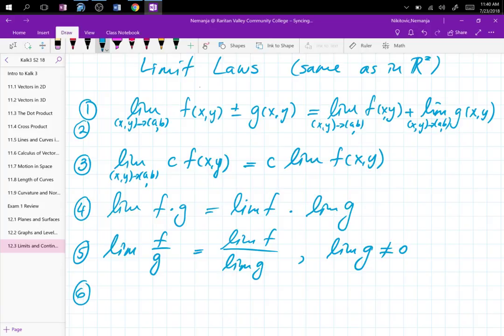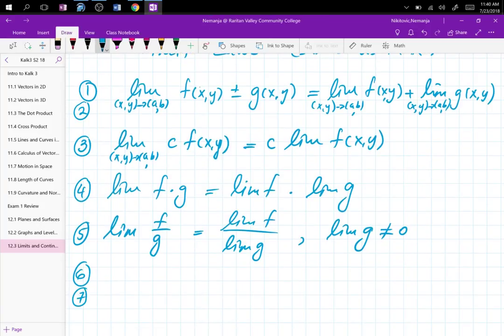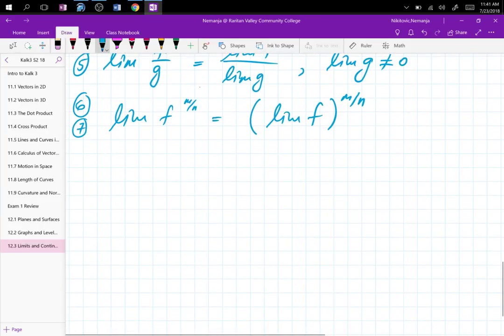And finally, 6 and 7 combined into the limit of f raised to any kind of exponent m over n is going to be, you find the limit of f first and then you raise everything to m over n. So these are the limit laws. I compressed 1 and 2 into a single line because I put plus and minus there, and I also compressed 6 and 7 into a single line because line 6 just gives you the same thing without the over n. But since it works for both, why not combine them in one? So there you have it. Those are the limit laws. And now we can start talking about the interesting bits.